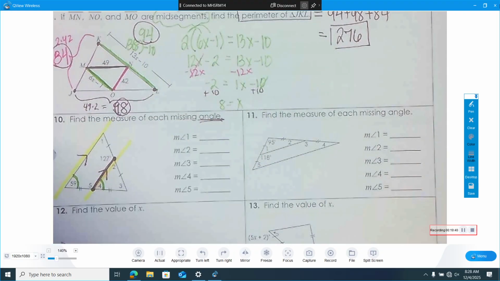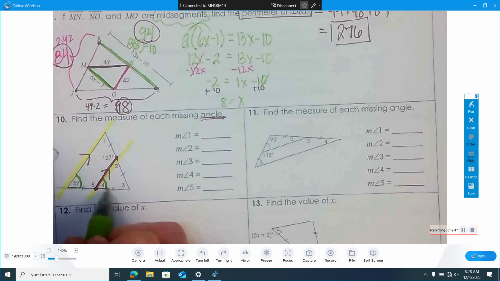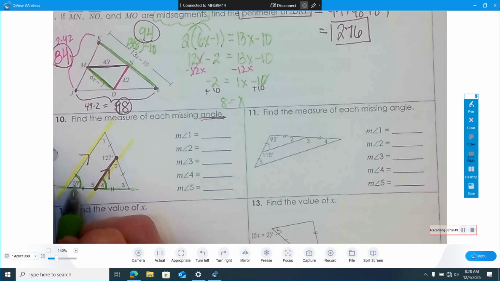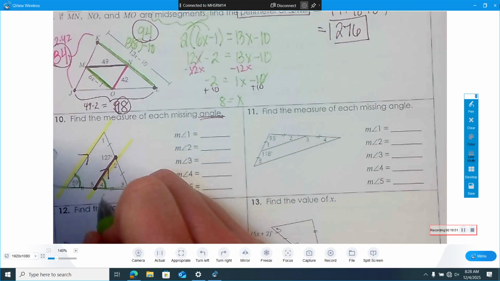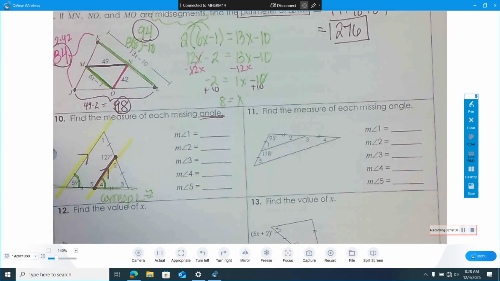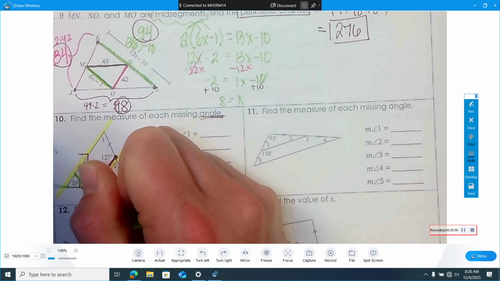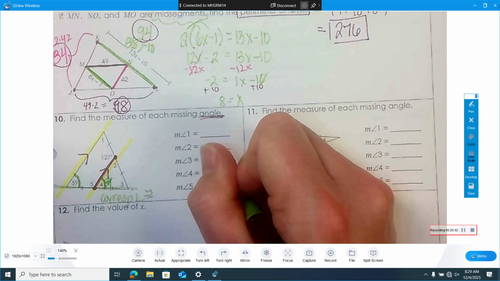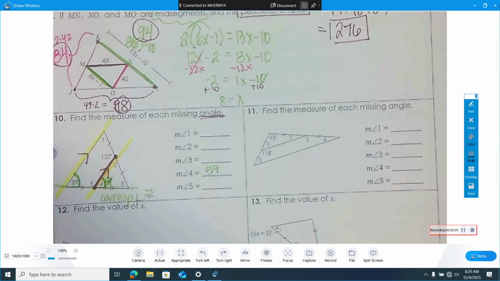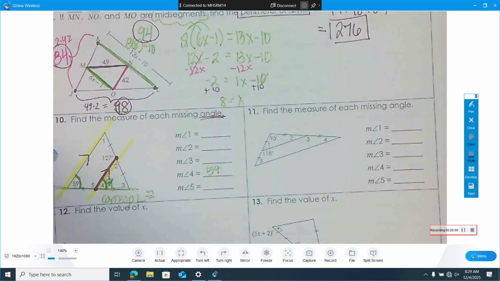Right here, mark your picture, ladies and gentlemen. We have parallel lines. I have a transversal down here on the bottom, and 59 degrees and angle 4 are corresponding angles. Corresponding angles are congruent. So angle 4 is also 59 degrees. Okay, corresponding angles are congruent. Mark your angles. Tell me about some other congruent angles.